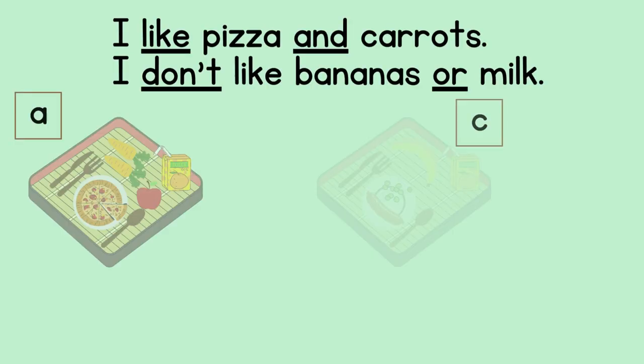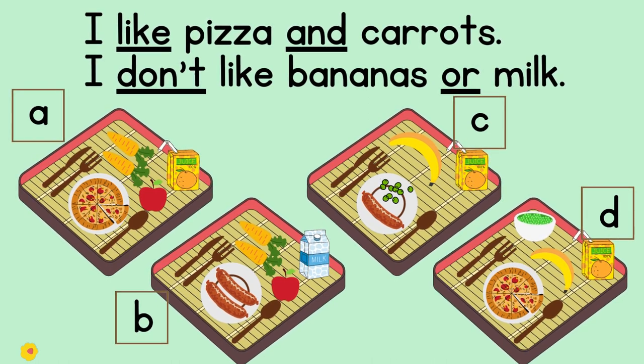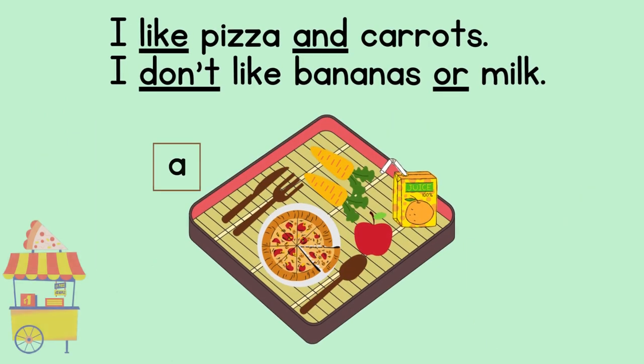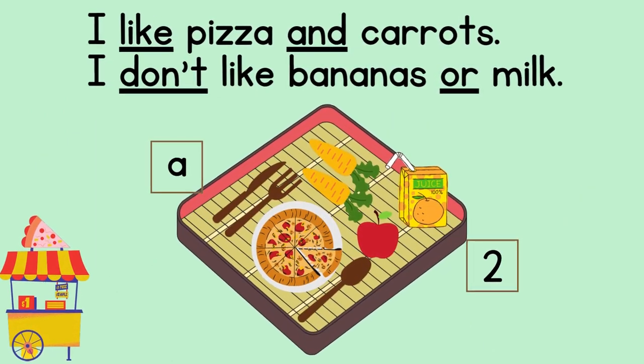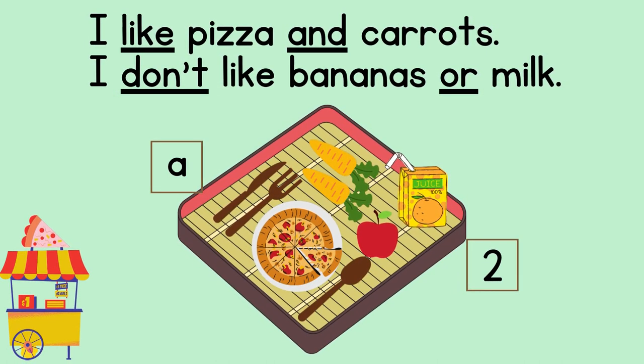Next, let's read the sentences together. I like pizza and carrots. I don't like bananas or milk. Can you tell which one is the answer? Is it set A, B, C, or D? Let's have a check. The answer is set A. Set A for number two.